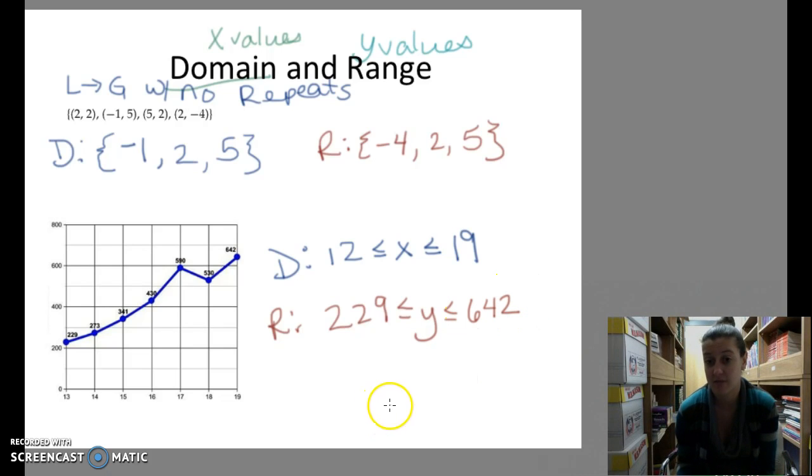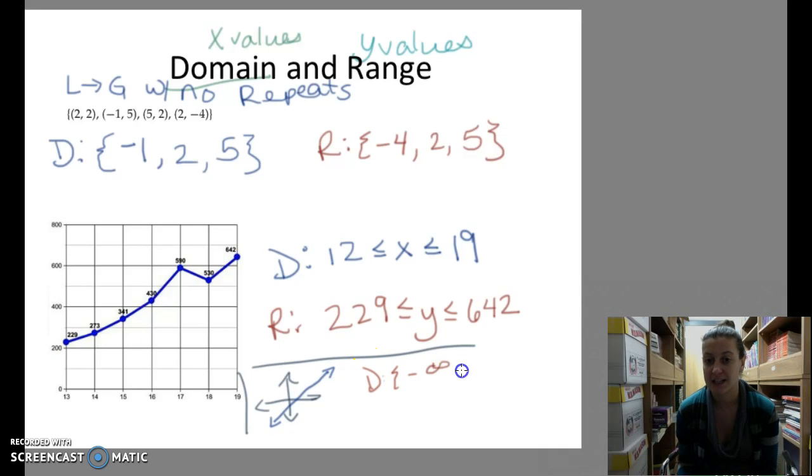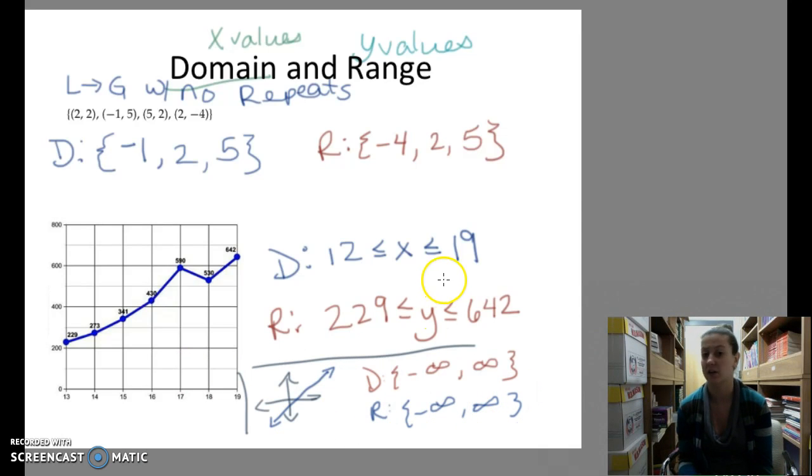And that's it, right? If it was a straight line that went on and on forever, so if I had, here's another example. Here's my coordinate grid, and here's my function. See how it's going on and on forever in both directions? Then we would say that the domain is negative infinity to positive infinity. It's infinite. And then the range is also negative infinity to positive infinity. It just goes on and on and on forever.